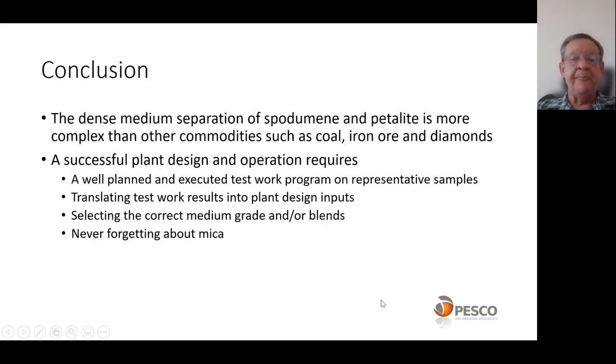In conclusion, dense medium separation of spodumene and petalite is more complex than other commodities such as coal, iron ore, and diamonds. A successful plant design and operation requires, firstly, a well-planned and executed test work program on representative samples. Next, translating test work results into plant design inputs. Thirdly, selecting the correct medium grades and/or blends. And finally, never forgetting about mica.